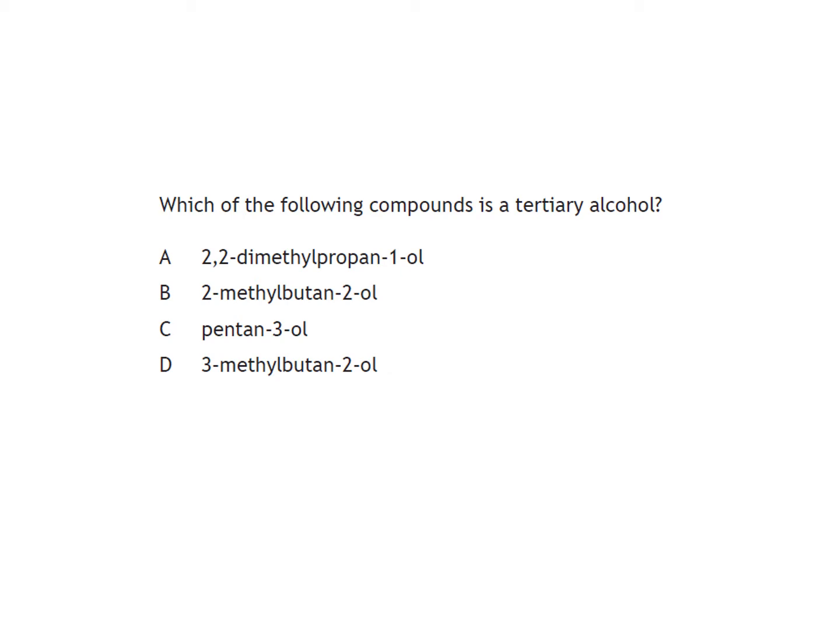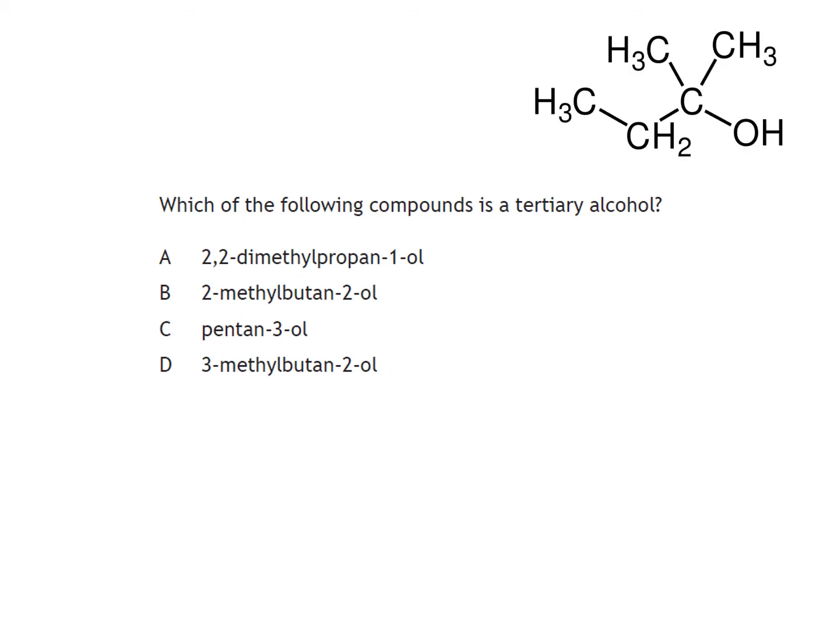Next question. Which of the following compounds is a tertiary alcohol? What I recommend you do for this one is to draw the structure of all of these chemicals and then take it from there. Okay, so if you draw the structure of all of them, you should come up with this as being the second one. So this is 2-methyl butan-2-ol.